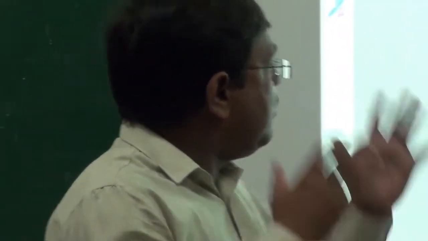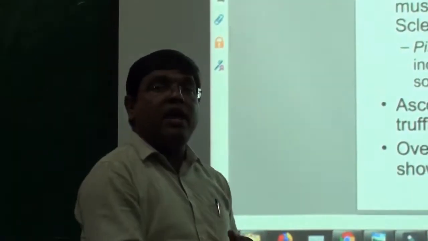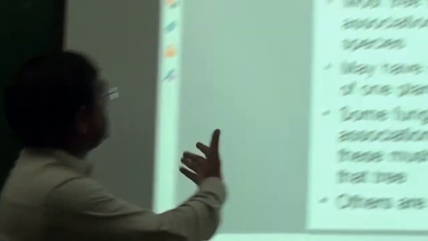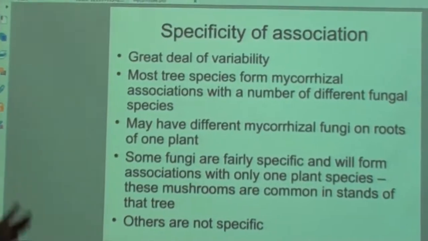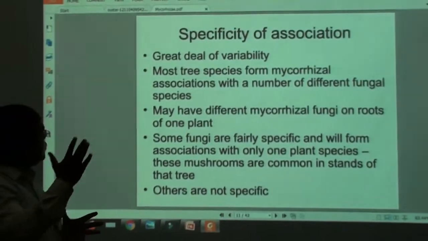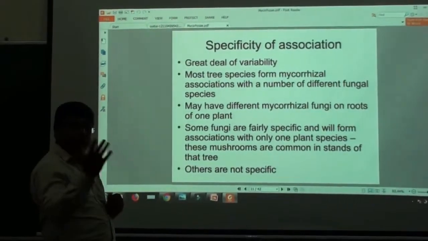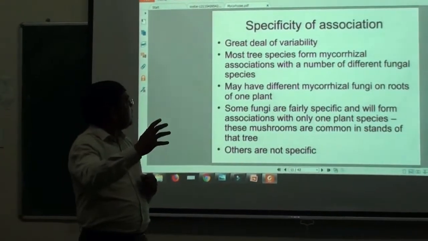we can see here. Over 5,000 species of fungi have been shown to form ectomycorrhizal interactions. And regarding specificity of association, there is a great deal of variability, and a single plant species can form mycorrhizal association with a number of different fungal species we can see here, and we have different mycorrhizal fungi on the root of the plant.